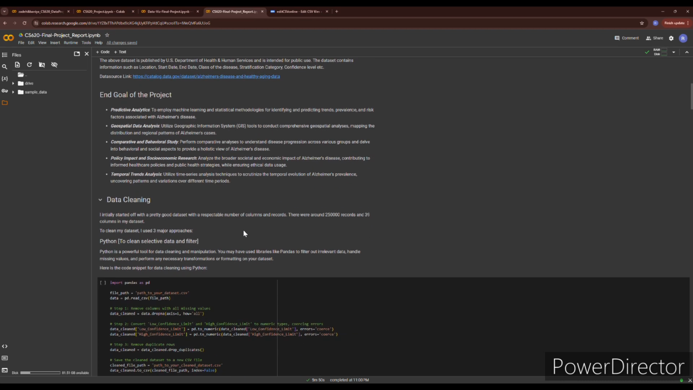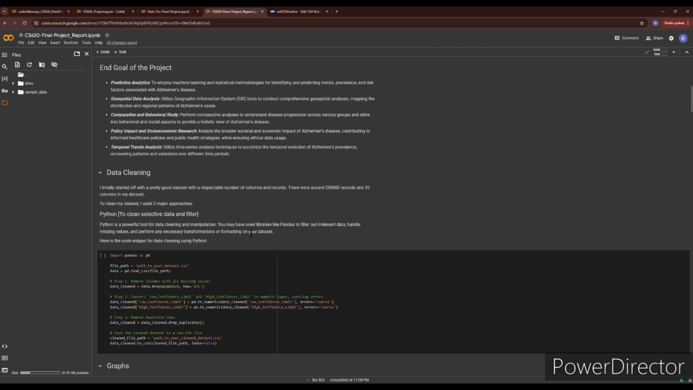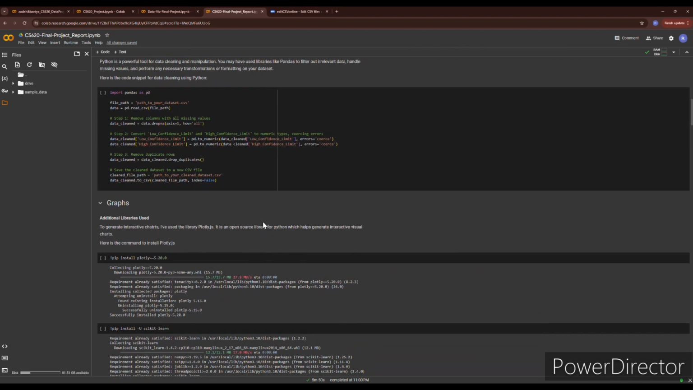The data cleaning part was done by my friend Pratyusha, and she's going to explain it along with the other work that she has done. So let's move to the graphs.